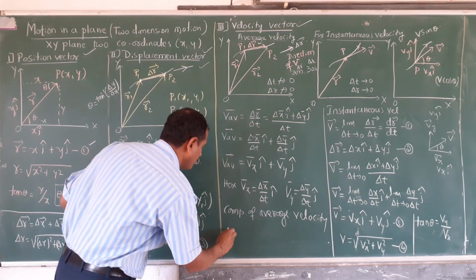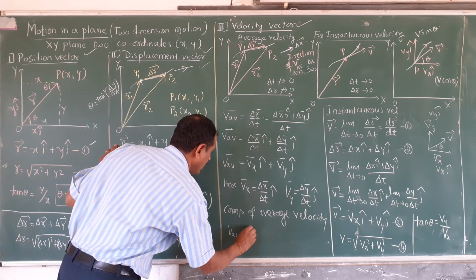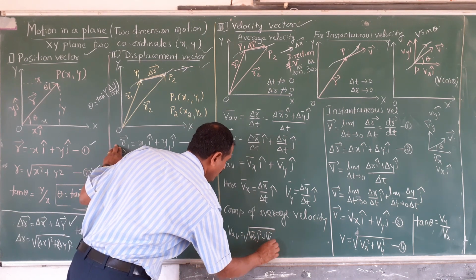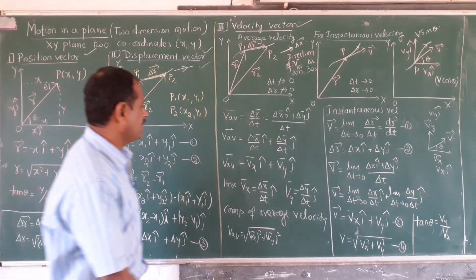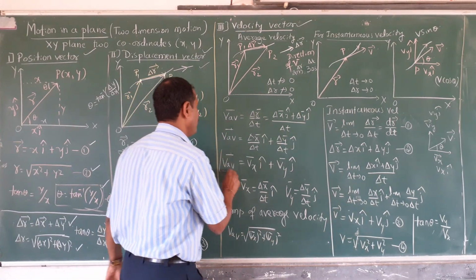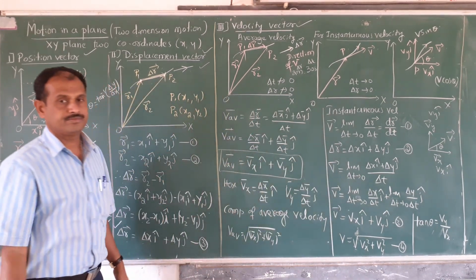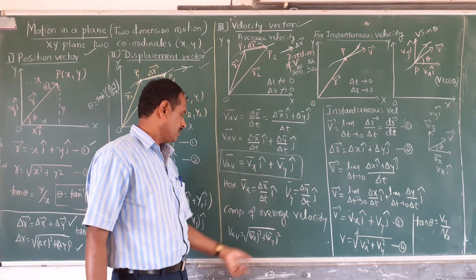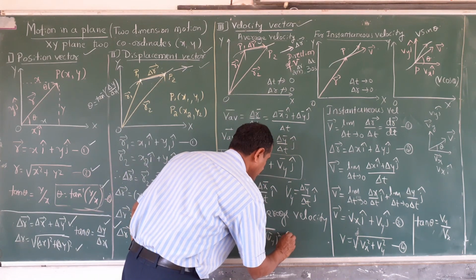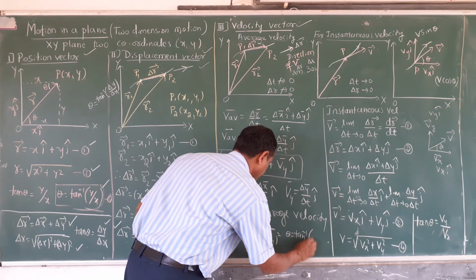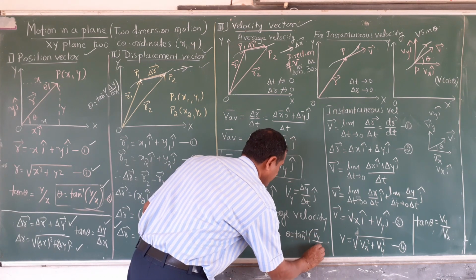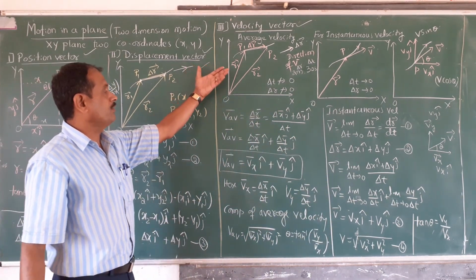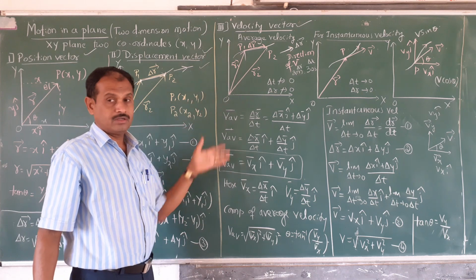If you want the magnitude, it is under root of average Vx whole squared plus average Vy whole squared. If you want the angle or direction, theta is equal to tan inverse of average Vy divided by average Vx. This is the expression for the average velocity, with average velocity along x-axis and along y-axis. This is about average velocity.